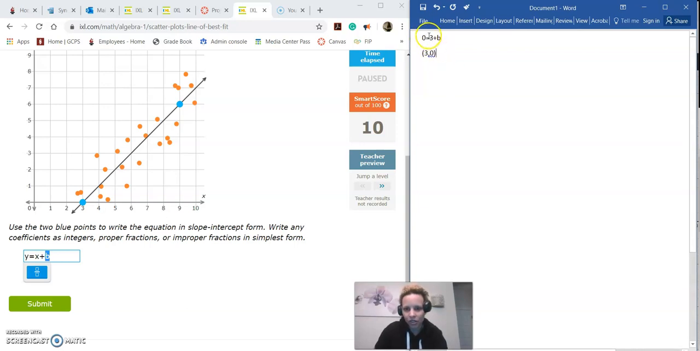Take 3 to the other side, which is going to make it negative 3. And now it's gone, leaving plus b. 0 minus 3 is equal to what? Negative 3. And then you just have equals b. So my y-intercept is negative 3.